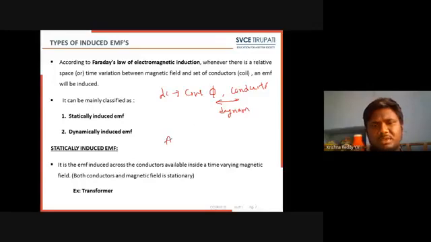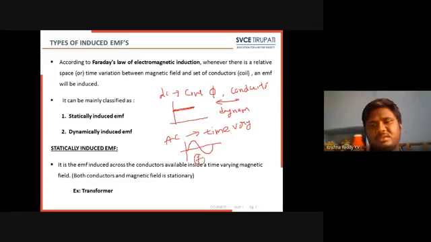When you are dealing with AC supply, we have a time varying magnetic field, because here the magnitude of voltage varies with respect to time with frequency, unlike DC where it is constant. Here we have a time varying magnetic flux and keep the conductor stationary. Then we get the statically induced EMF.